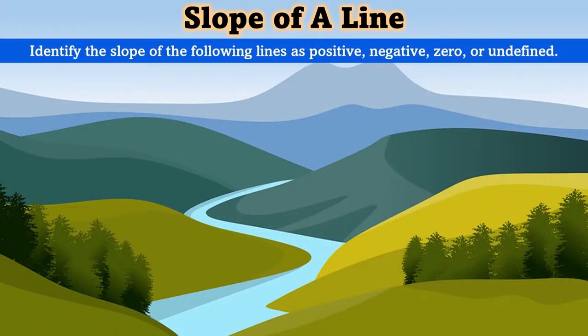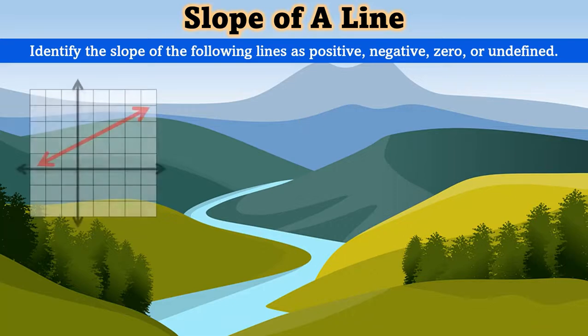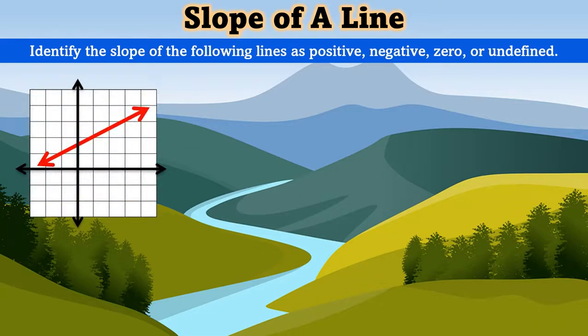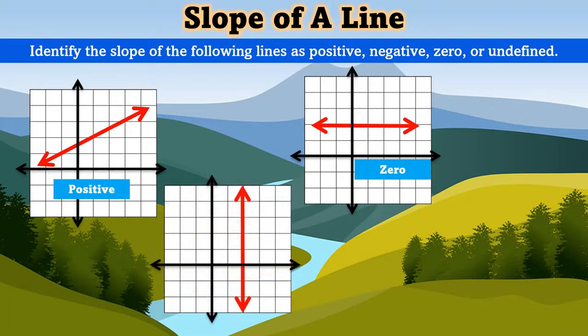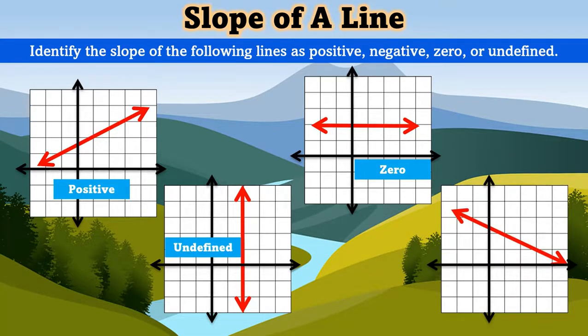I know you can do this very fast and easily. Identify the slope of each line as positive, negative, 0, or undefined. Let's have the first one. What is the slope? Very good, it's positive. Next. Great, it's 0. Next. Of course, it's undefined. And last, it's going to the left. The line goes down, and so it's negative.